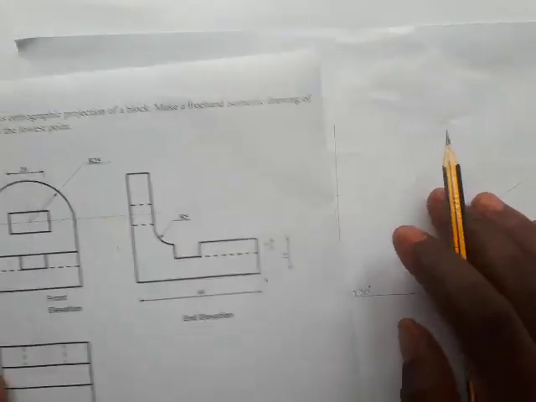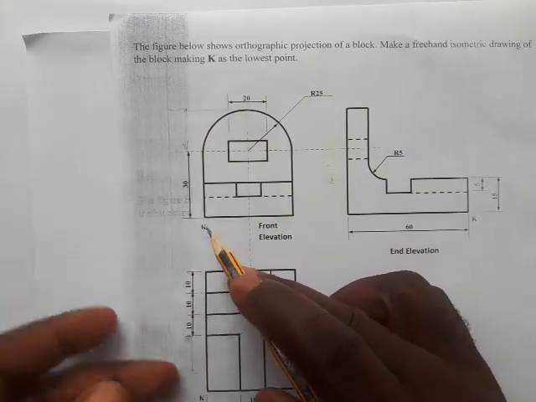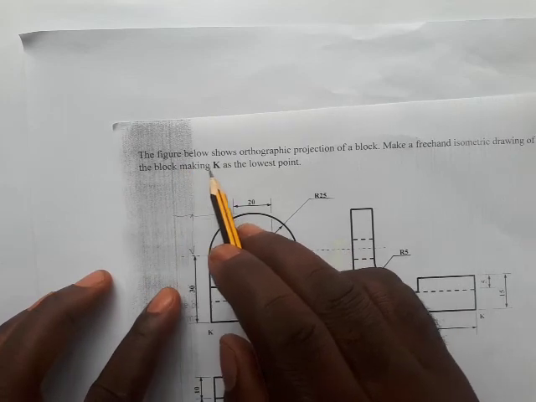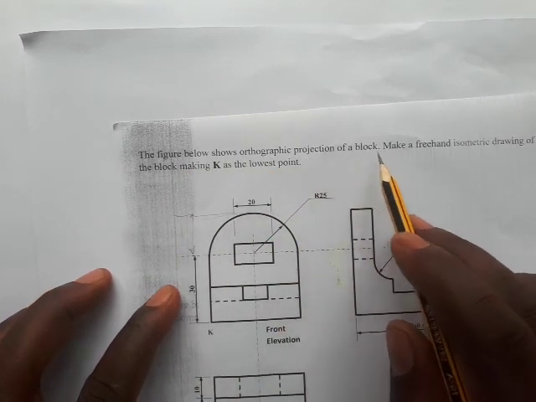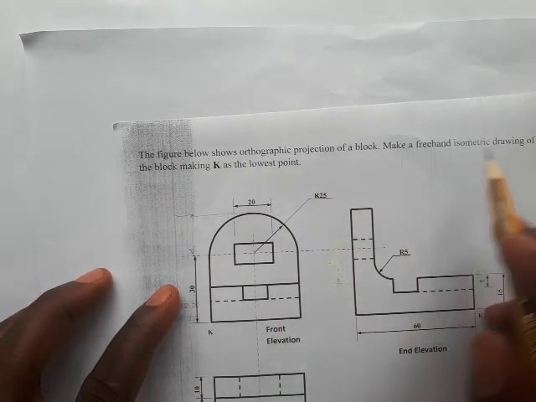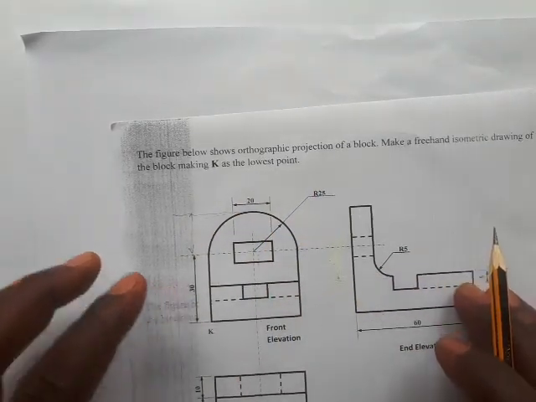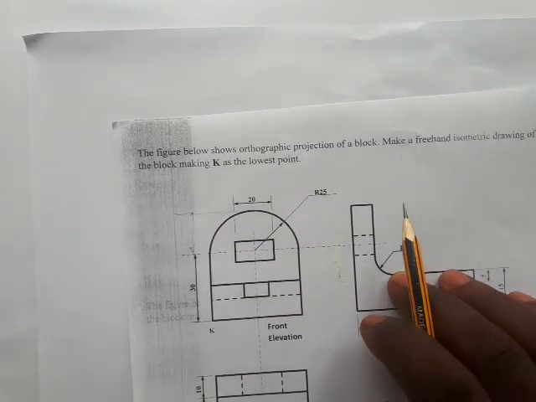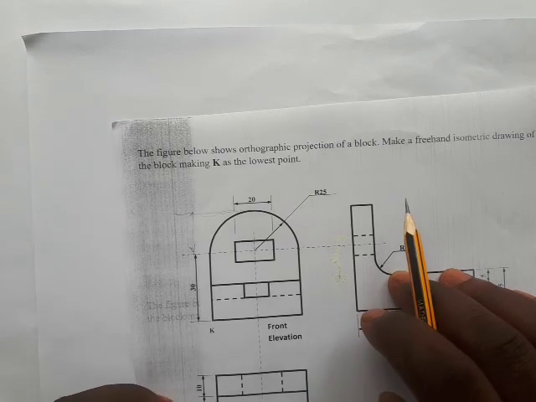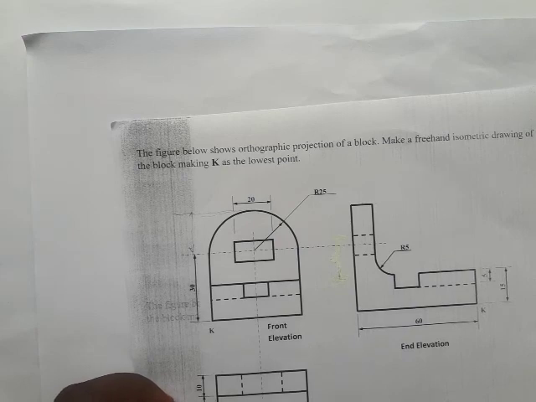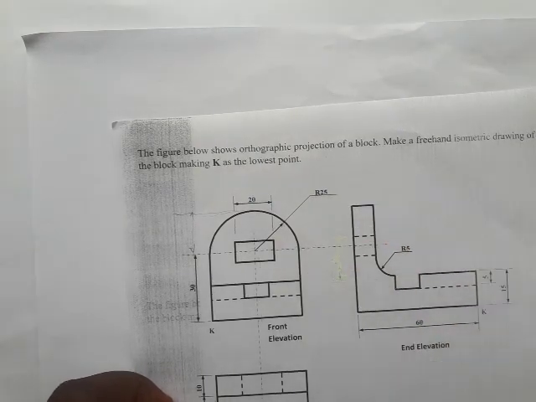Now remember again, this is K. So let us read the question. The figure below shows orthographic projection of a block. Make a freehand isometric drawing of the block, making K the lowest point. Now this is just a freehand isometric. You could draw using freehand, which means you are not required to use drawing instruments like a ruler or pair of compasses. You're only required to use your pencil and eraser.